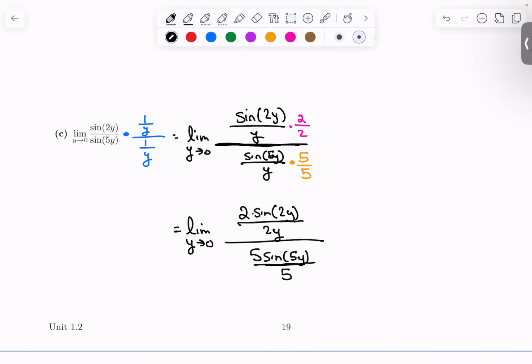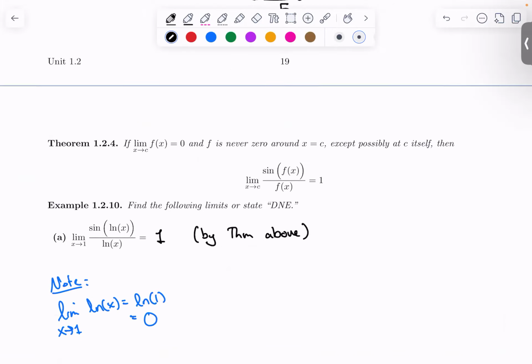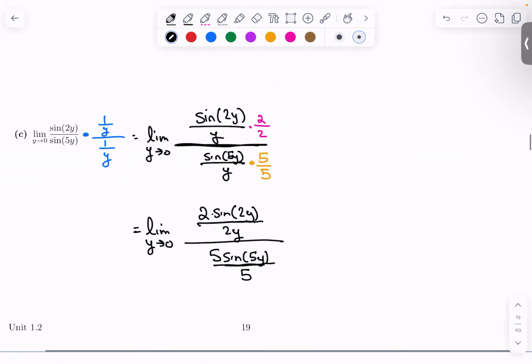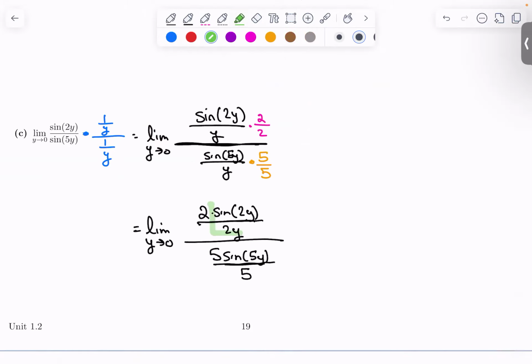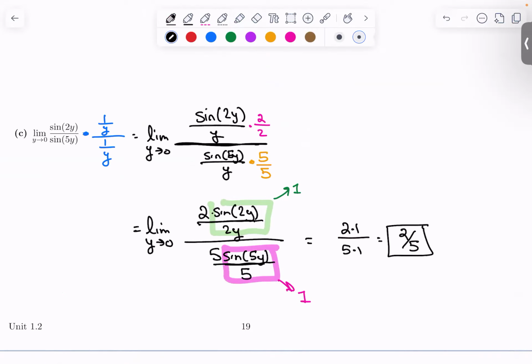And the whole point is that as y goes to 0, 2y goes to 0. So that's our f here. That's our f function in this definition, or this theorem. That's our f of x. So that means that this goes to 1. And this also goes to 1. So we've got 2 times 1 over 5 times 1, which is 2/5. You can skip that 2 times 1 over 5 times 1, but I just wanted to mention. Actually, I'm going to even color code it.